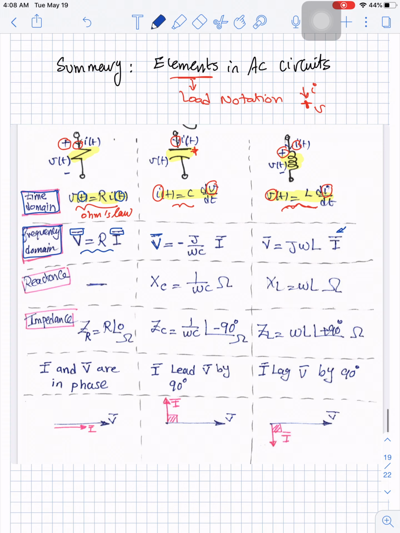The relation between V and I as magnitudes for energy storage elements, we call it reactance. So the reactance is the ohmic resistance of an energy storage element. The relation between V and I as magnitudes for an energy storage element is called X. So for a capacitor, the reactance is 1 over omega C ohm. It's not defined for a resistance because the resistance is not an energy storage element. For an inductor, the reactance will be omega L.